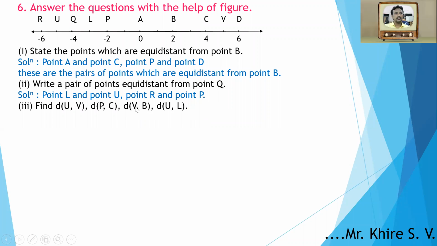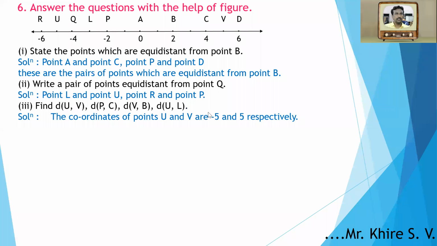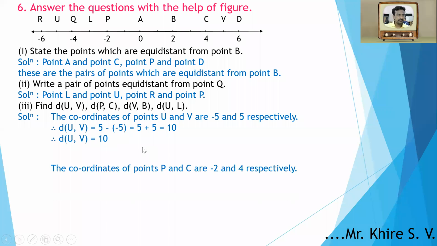Third, find distance UV, distance PC, distance VB and distance UL. We have to find the distance of all these segments. The coordinates of points U and V are -5 and 5 respectively. Now 5 is greater than -5, therefore 5 minus -5, minus minus becomes plus, 5 plus 5 is 10. Therefore distance UV is 10.